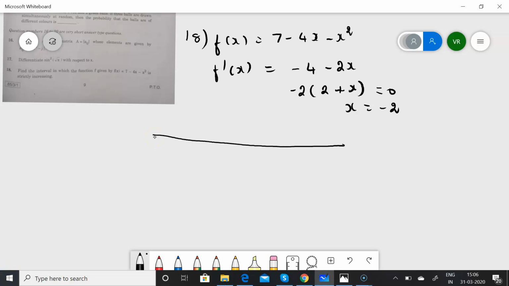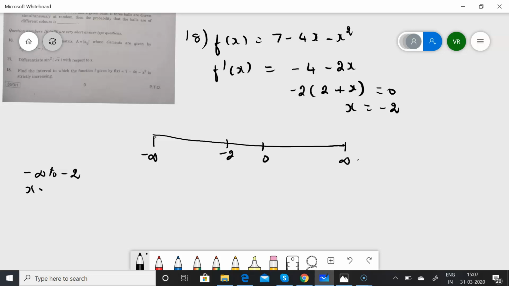Now I can have the intervals as minus infinity to minus 2, minus 2 to 0, and 0 to infinity. So let us now check the values for f of x at these intervals. At the first interval, minus infinity to minus 2, when you apply f of x, we get 7.